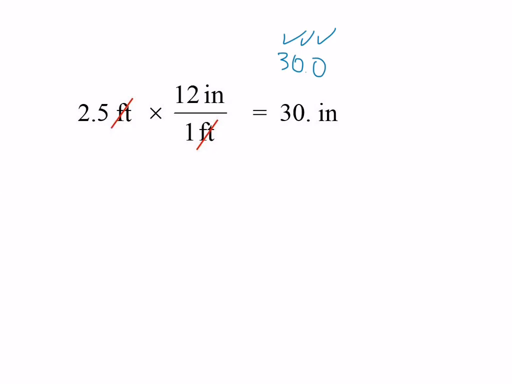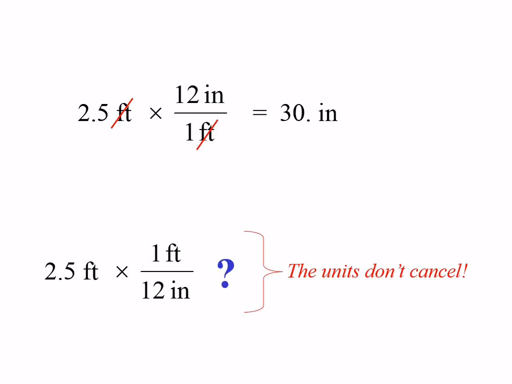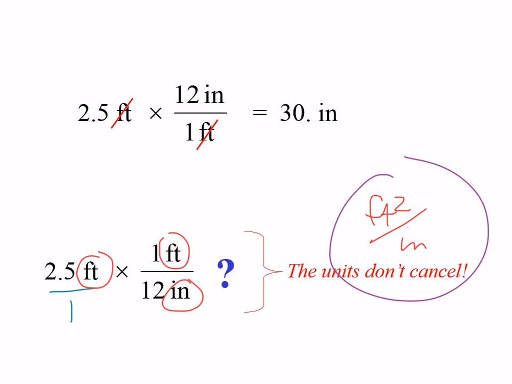And then down here, I'm just being silly, because what if I were to take the inverse? What if I were to take the flip? Instead of 12 inches over 1 foot, what if I put 1 foot over 12 inches? What are my units going to be here? Remember, this 2.5 feet is in the numerator. What would these units be? Feet squared over inches. Yep. You got it. Feet squared over inches. And that should be a tell-tale sign that you just didn't set it up right.